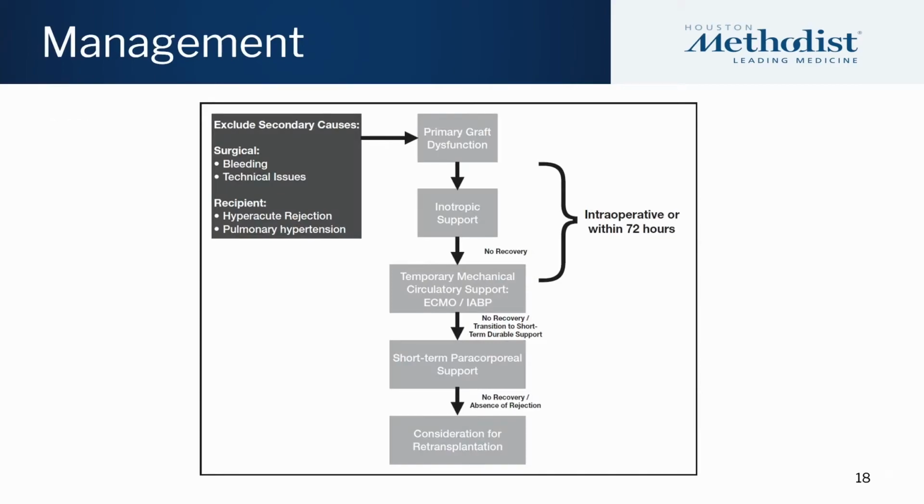Now, management, again, you have to exclude secondary causes in the OR, whether anastomotic or other surgical issues which could cause PGD. If that's all excluded, then you start out with inotropic support, and a lot of the times, I think the practice is to put them back on cardiopulmonary bypass, rest the heart for about 30 to 60 minutes, and reassess. And if it's not getting better, then you go to a temporary mechanical circulatory support, depending on whether it's RV or biventricular failure, LV or RV PGD.